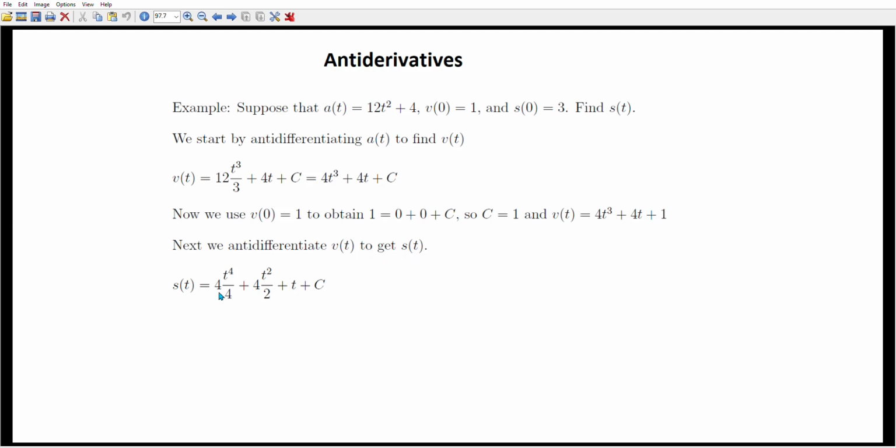Now, we anti-differentiate this v of t to get s of t. And again, we've got a 4 sitting out in front. The antiderivative of t cubed is t to the 4th over 4, t to the n plus 1 over n plus 1. 4t, this is t to the 1st, that becomes t squared over 2 times the 4. The antiderivative of 1 is t, plus our arbitrary constant. And finally, we use that s of 0 is 3, and we plug into this formula that we just got. We get 3 equals 0 plus 0 plus 0 plus c. So c is 3, and s of t is 4 times t to the 4th over 4, which is t to the 4th, plus 4t squared over 2, which is 2t squared, plus t, and c was 3.